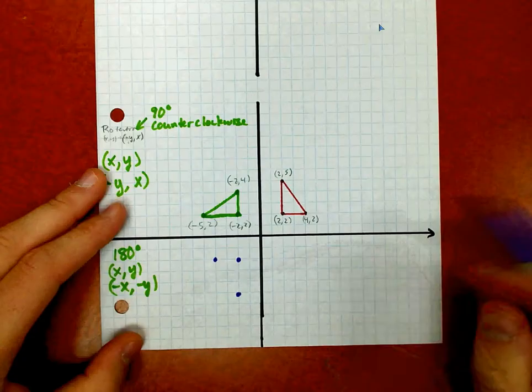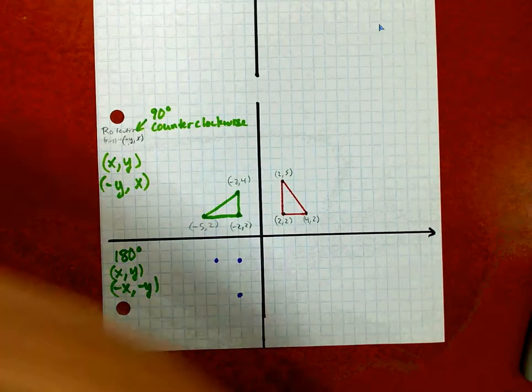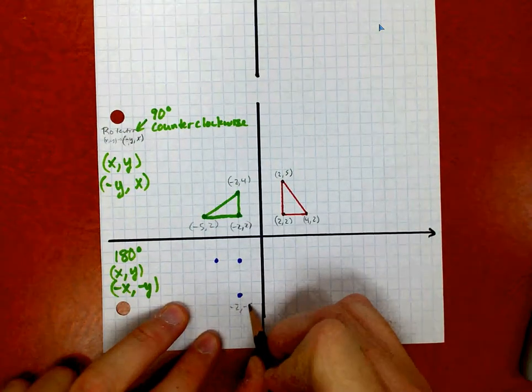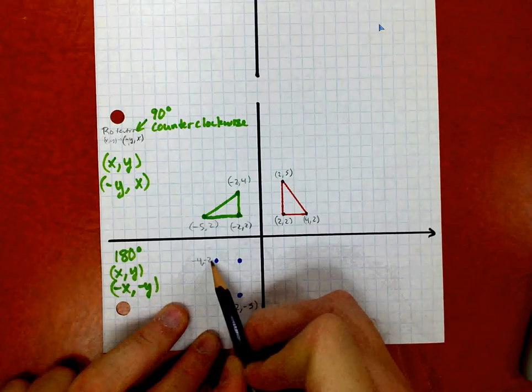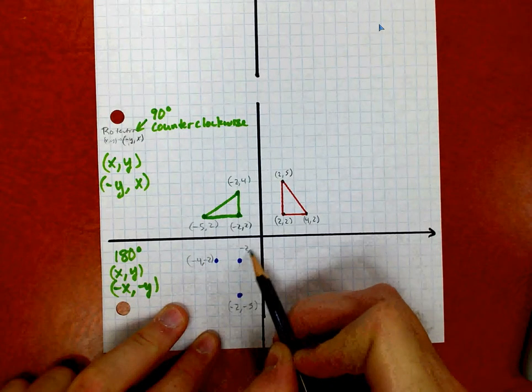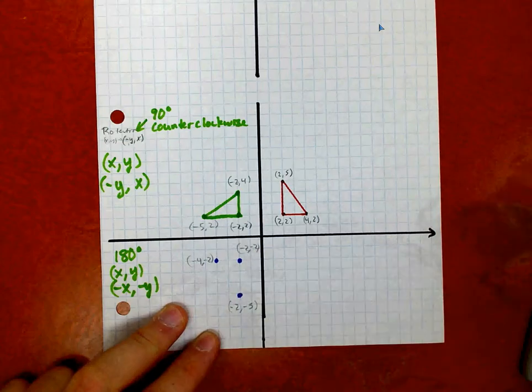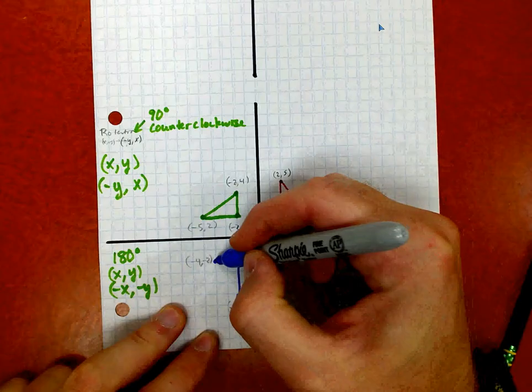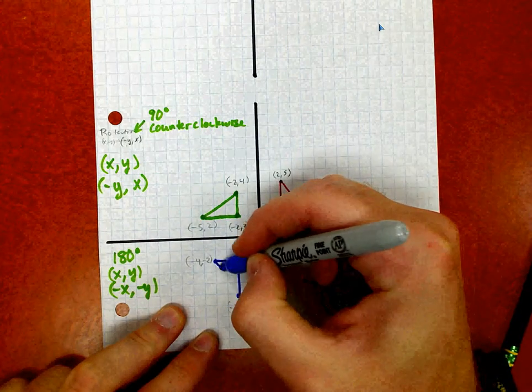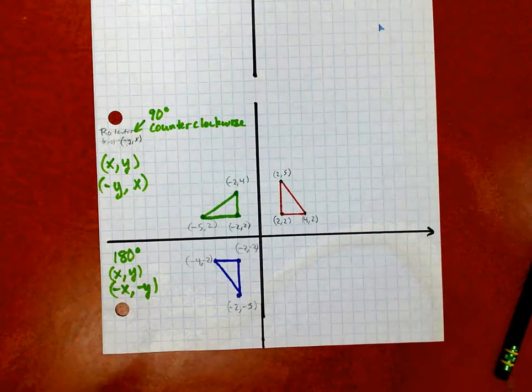Correction, this one here is negative 2, negative 5. And this one is negative 4, negative 2. And here is your 180 degree rotation around the origin.